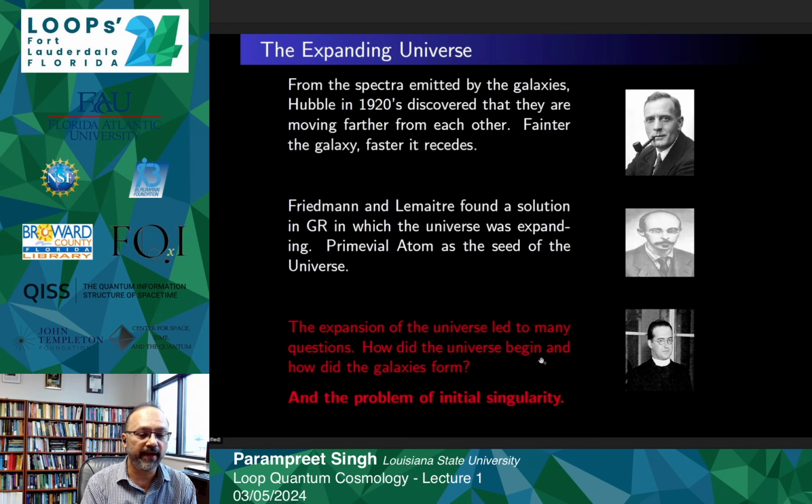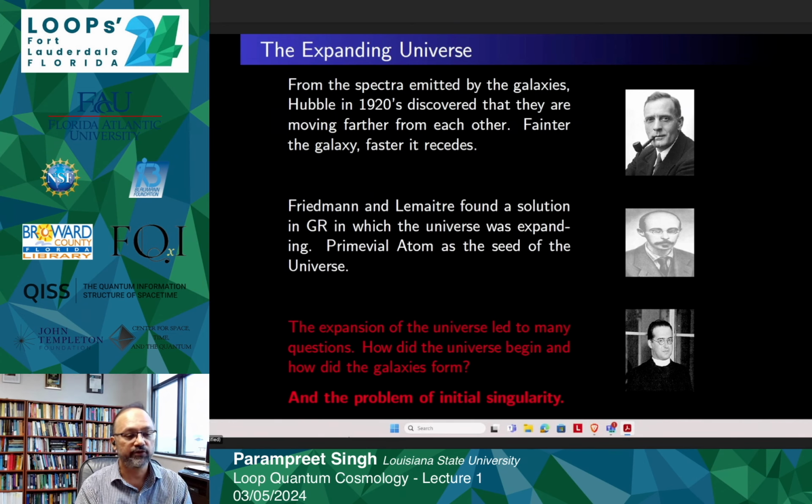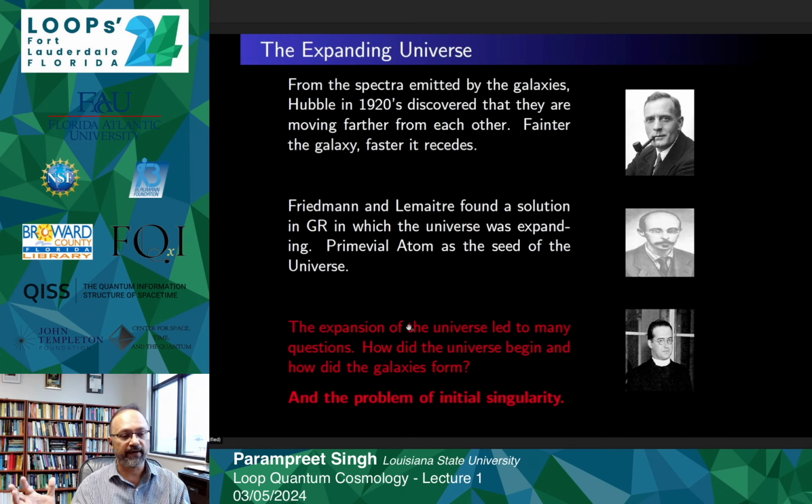And this problem cannot be answered apart from asking what is the problem of initial singularity? Because once you accept that the universe has been expanding and you run that backward in time, the universe must have started from some point. Friedman, Lemaitre and also Tolman found that that's the problem of initial singularity, where the equations of Einstein's field theory break down.